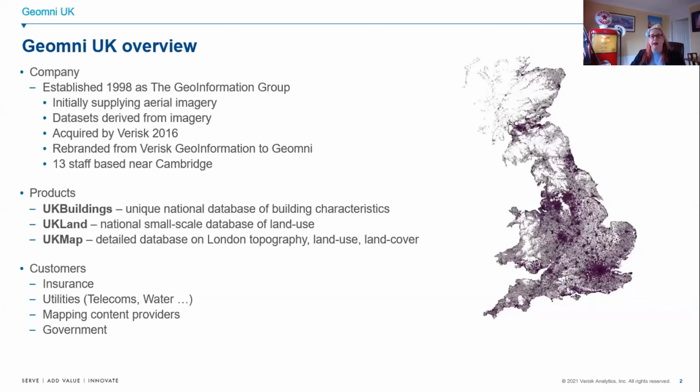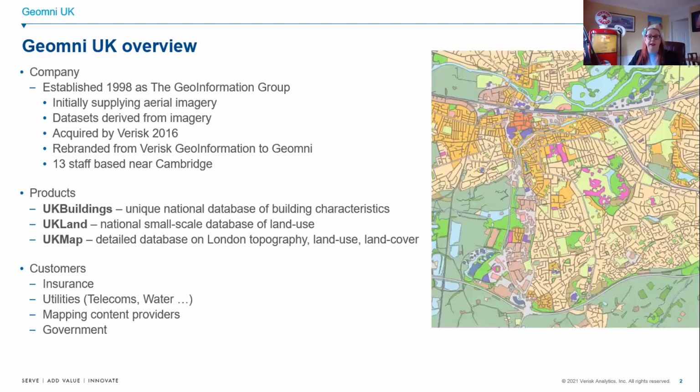So our company started life as the Geo Information Group, initially supplying aerial photography to local and central government customers primarily. Recognising that this high resolution imagery was a valuable resource, we used our expert photo interpreters to extract further information and create geospatial data sets. That included residential building information and land use details in the beginning.